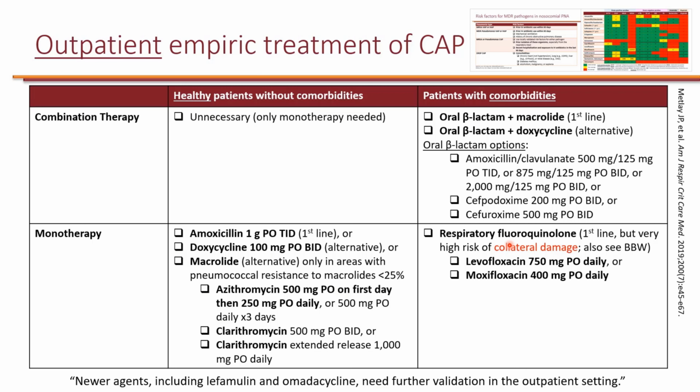However, keep in mind that respiratory fluoroquinolones have a high risk of collateral damage, and there are many adverse effects listed as black box warning. So ideally, a better option would be oral beta-lactam plus a macrolide, as opposed to a single respiratory fluoroquinolone, because of collateral damage and the adverse effects.